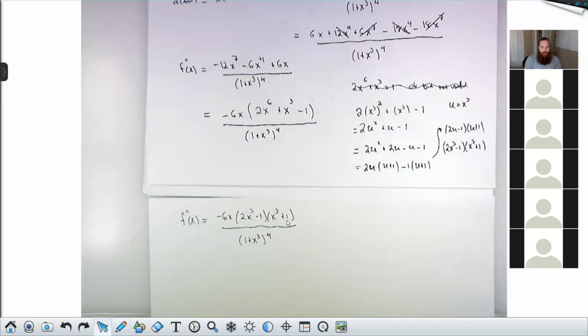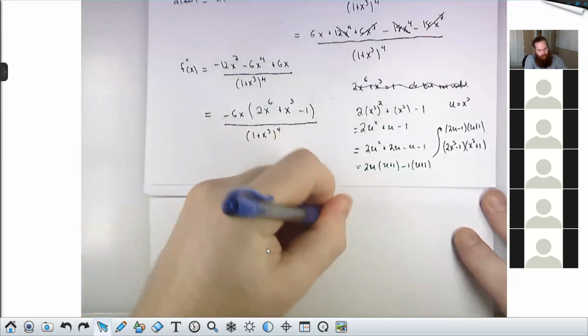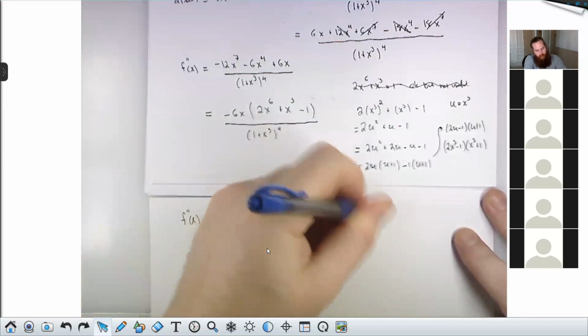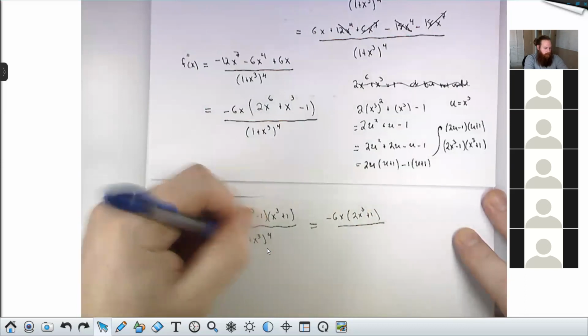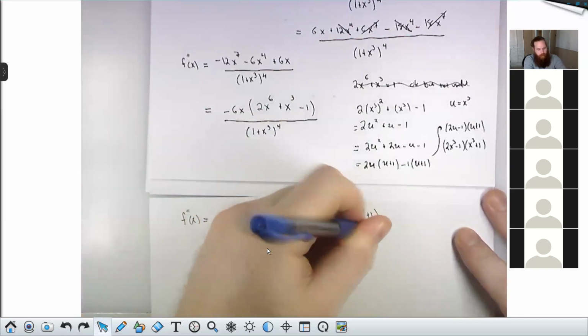Let's see, I've got a factor of x cubed plus 1 here. I can cancel that. I get -6x times (2x cubed plus 1) over, this factor cancels with one of these, so I get (1 plus x cubed) all cubed.